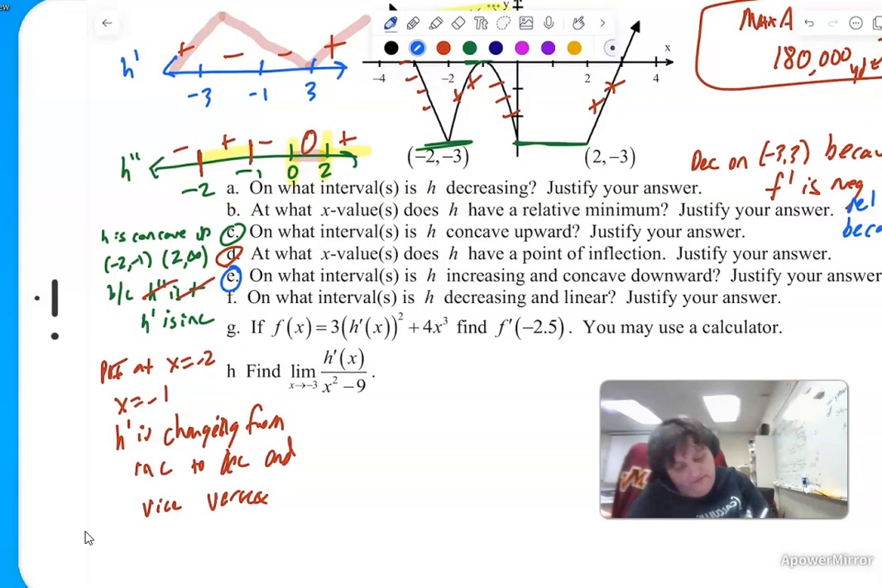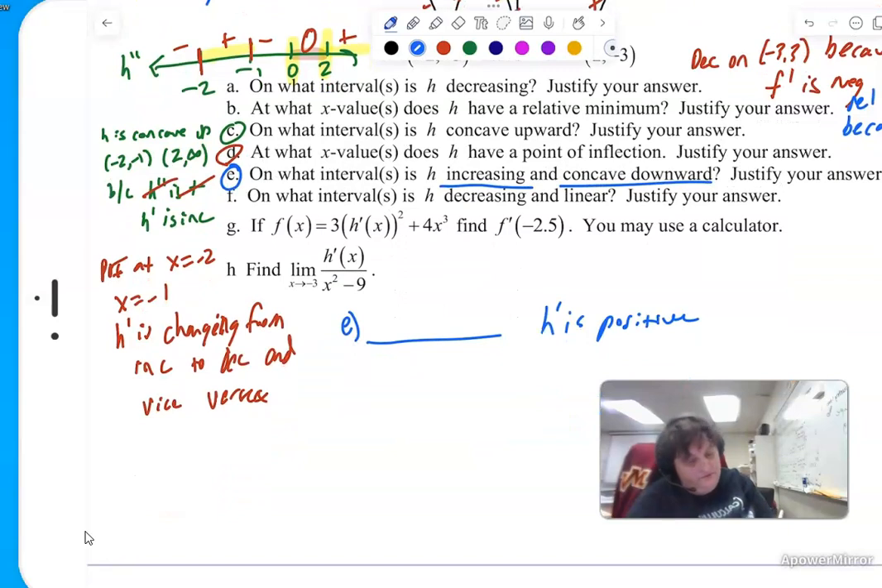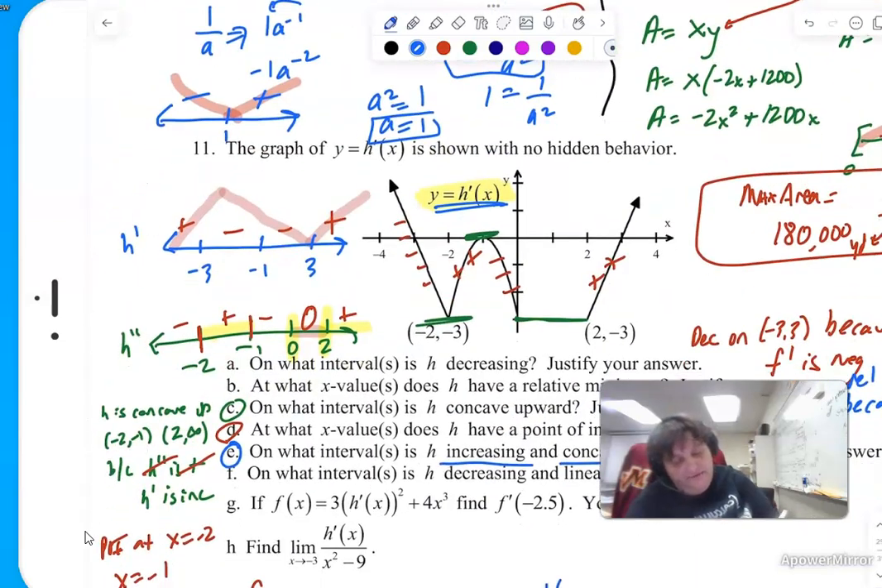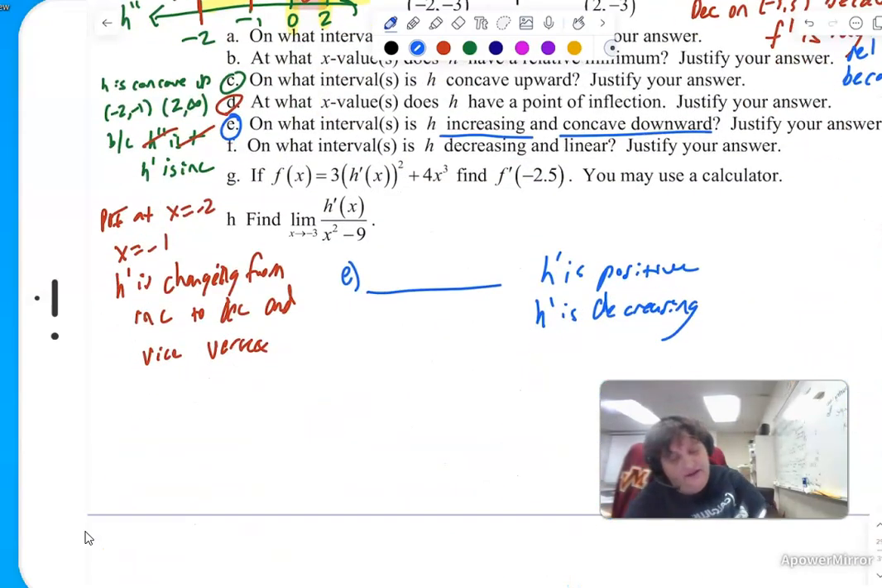E, let's go ahead and put that down here. Increasing and concave down. Well, I'm going to leave this part blank for just a second because I'm going to say H is increasing where H prime is positive. And then H is concave down when H double prime is negative, which means H prime is decreasing. So I'm looking for a place where it's positive and decreasing. Now look, there's not too many choices for that. It's only going to be that side. So it's -infinity to -3.